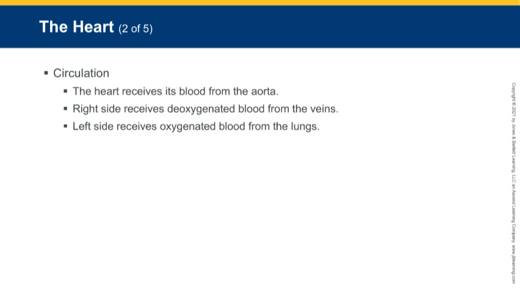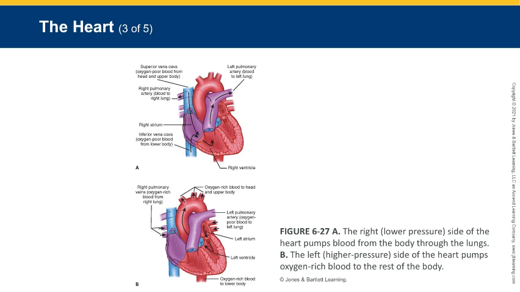The right side of the heart receives deoxygenated blood from the veins, while the left side receives oxygenated blood from the lungs. The right side of the heart pumps blood from the body through the lungs, while the left side pumps oxygen-rich blood to the rest of the body.